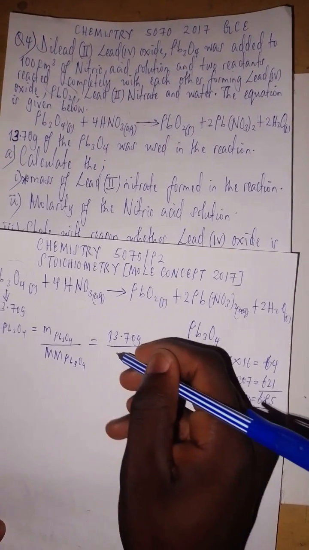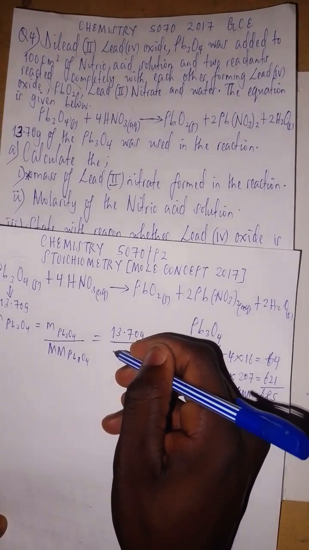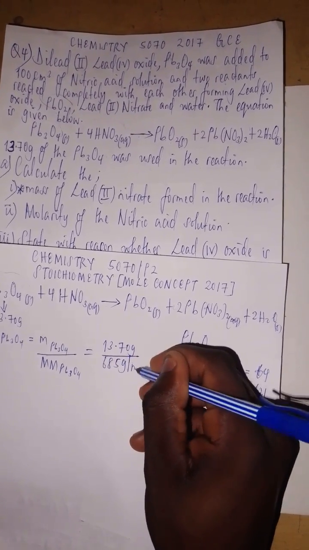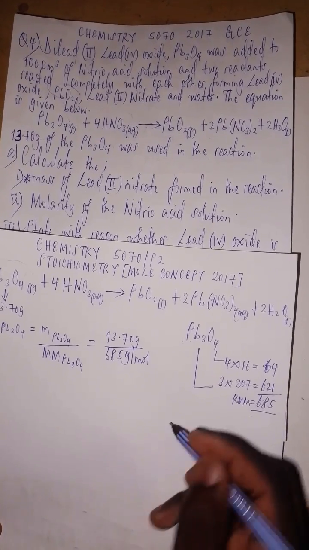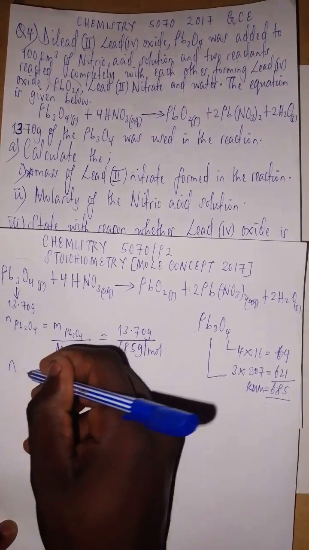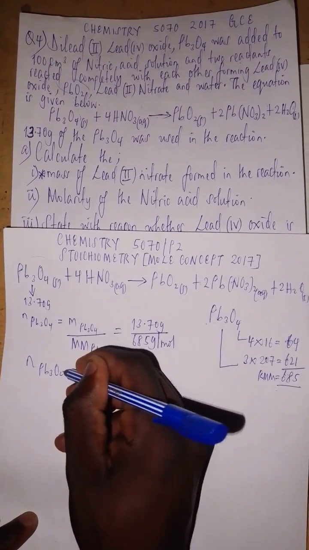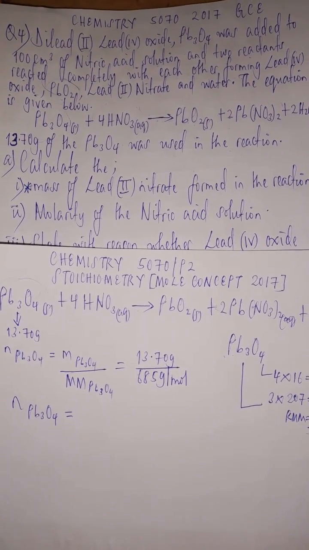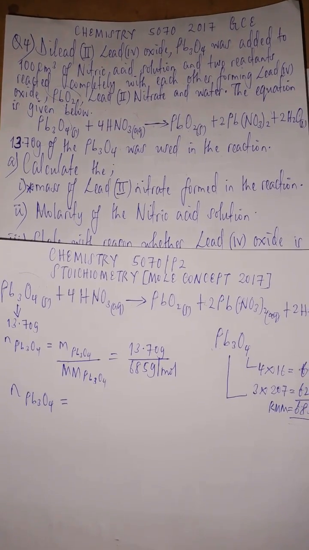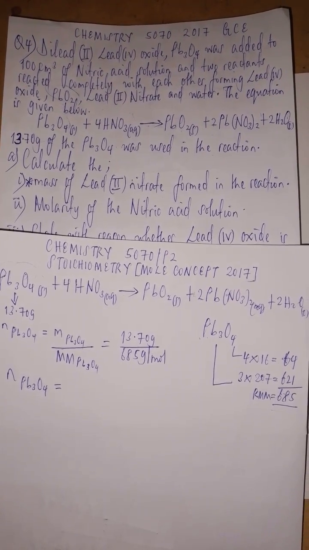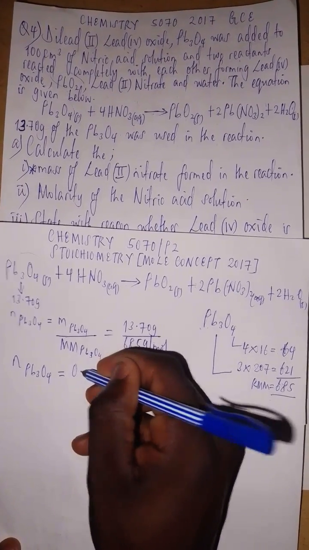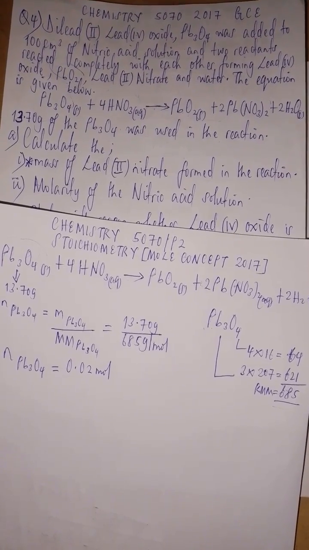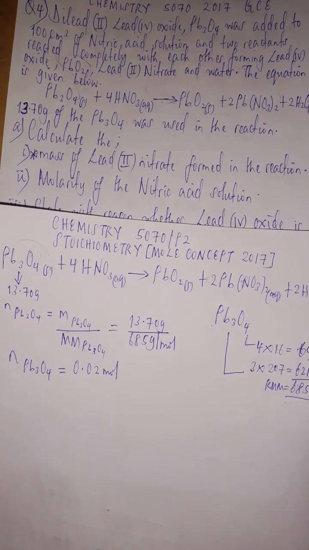So relative molecular mass is 685, and with units it will be grams per mole. So I'm going to say number of moles of Pb3O4 will be equal to 13.70 divided by 685. So that is 0.02 moles. Okay, so we know now the number of moles.